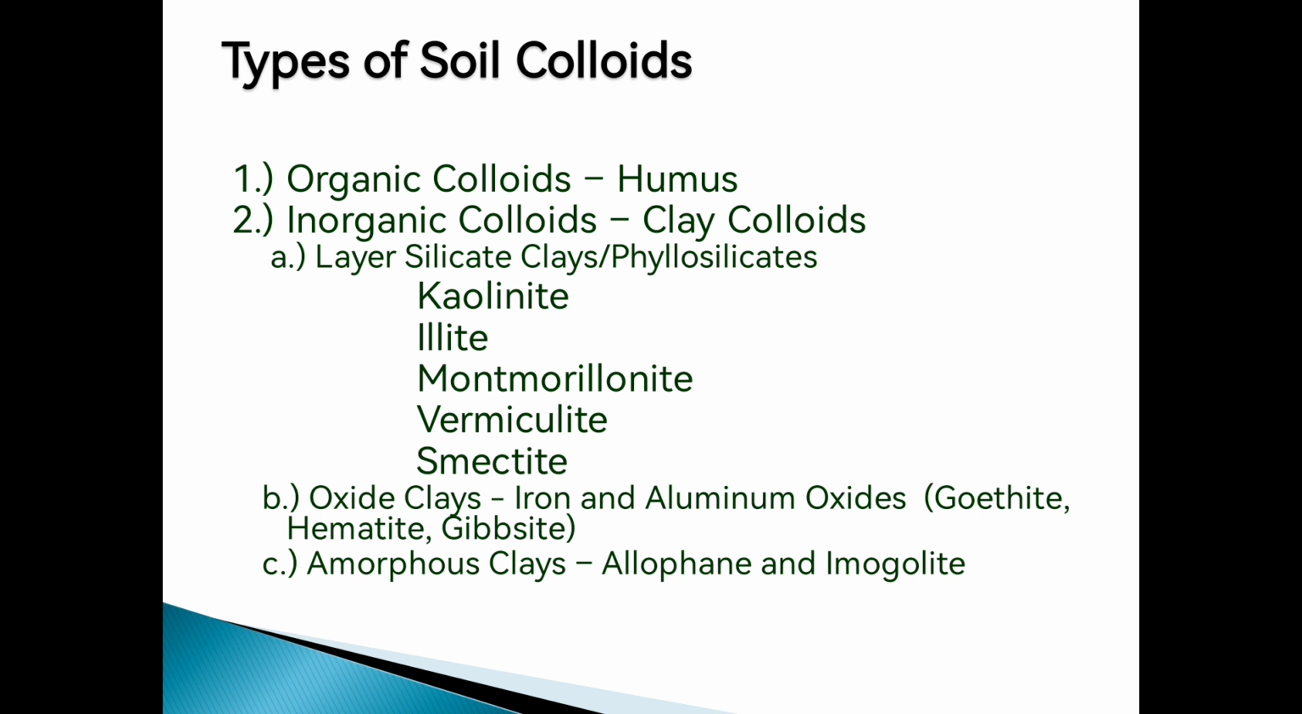So here, for the inorganic colloids, we have the layer silicate clays or the phyllosilicates, which include kaolinite, illite, montmorillonite, vermiculite, and smectite. We also have oxide clays with iron and aluminum oxides, examples of which are goethite, hematite, and gibbsite. And we also have amorphous clays, which are allophane and imogolite. Later, isa-isahin natin yan yung bawat grupo na yan.